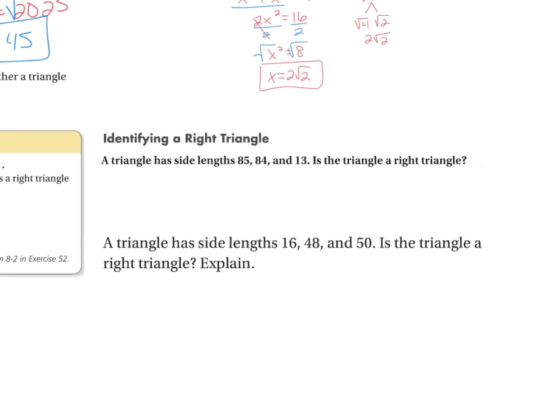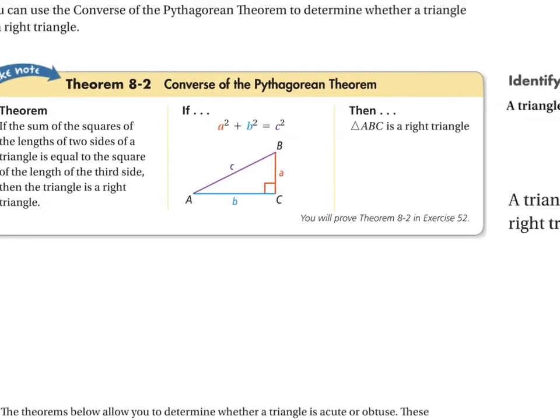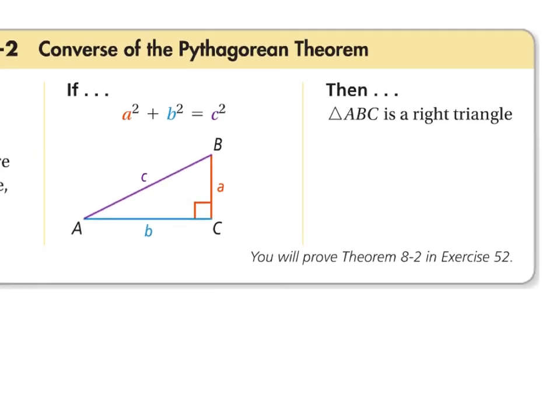Okay, almost done. I know this is a long video, I'm sorry. The converse of the Pythagorean theorem says this is how you would prove that it's a right triangle. If you have a squared plus b squared equals c squared, if you work it all out and they equal each other, then it's a right triangle.